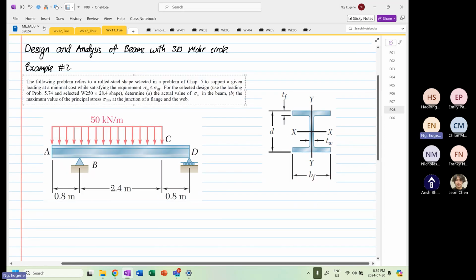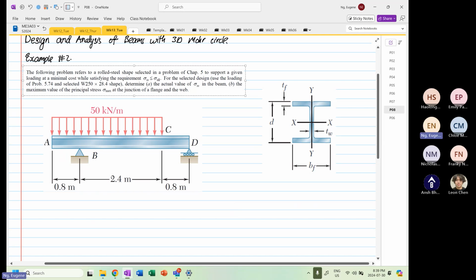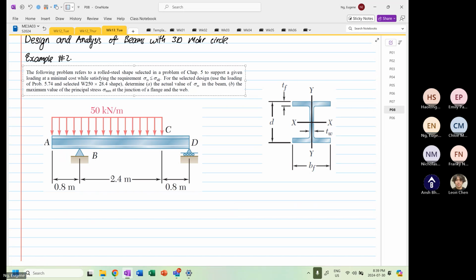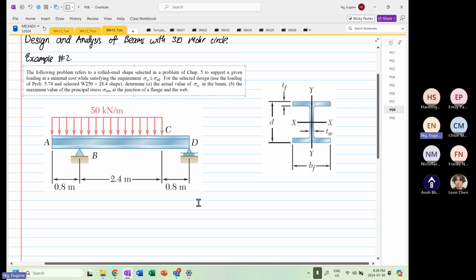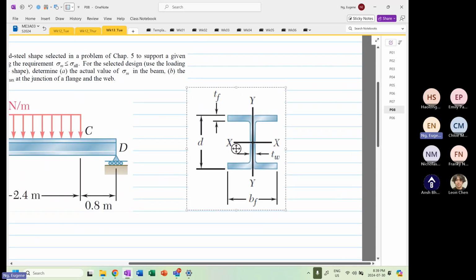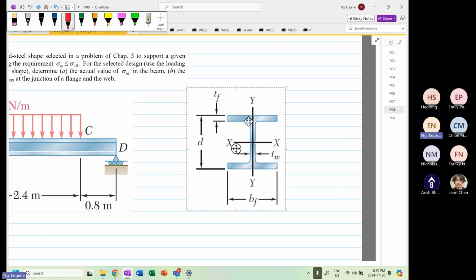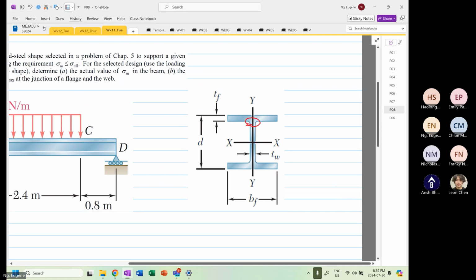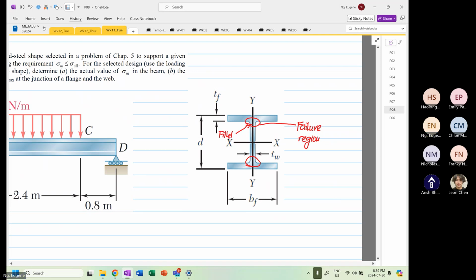This structure over here is what we call an overhanging beam, and it mentions to find the junction. So if we look at this I-beam that's been used, the failure region is here. So these are our failure regions. Why is there a failure region? Because you have a fillet radius.